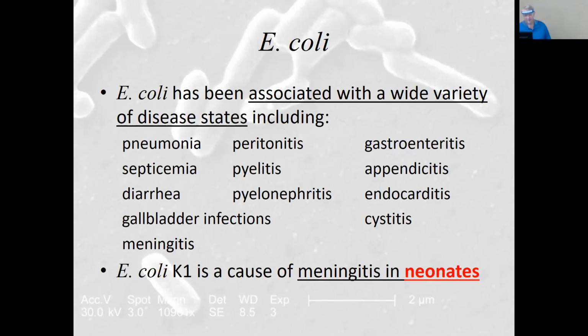Well, look at this. So E. coli is associated with a wide variety of disease states. We got pneumonia, septicemia, diarrhea, gallbladder, meningitis, pyelonephritis, pyelitis, peritonitis, gastroenteritis, appendicitis, endocarditis, cystitis, you name it. It could be E. coli, could be the cause of all those.